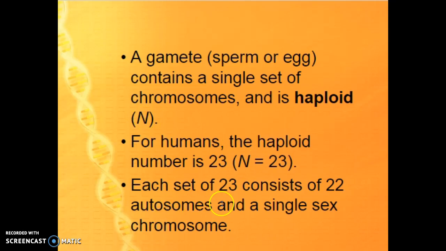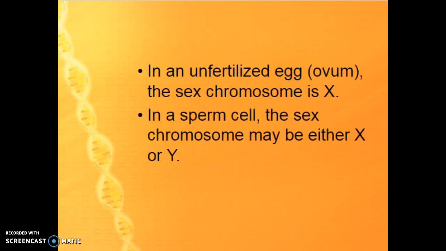Each set of 23 is 22 autosomes and a single sex chromosome. Kind of some more vocab there. In an unfertilized egg, the sex chromosome is X. In the sperm, the sex chromosome may be either X or Y. That's why lots of people say the dad determines the gender.